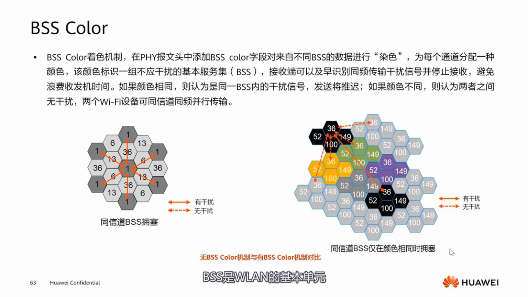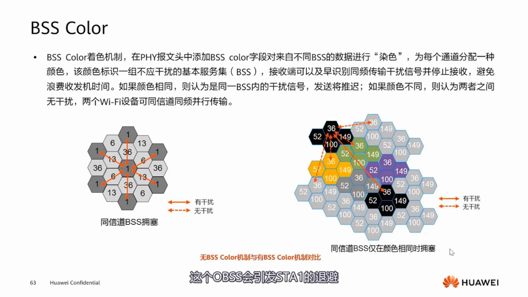Next is the BSS coloring mechanism in Wi-Fi 6. BSS, Basic Service Set, is the basic unit of WLAN, consisting of a fixed AP and multiple terminals. When AP1 and STA1 are communicating within a service set, and there's another nearby BSS with AP2, this is called Overlapping Basic Service Set, OBSS.